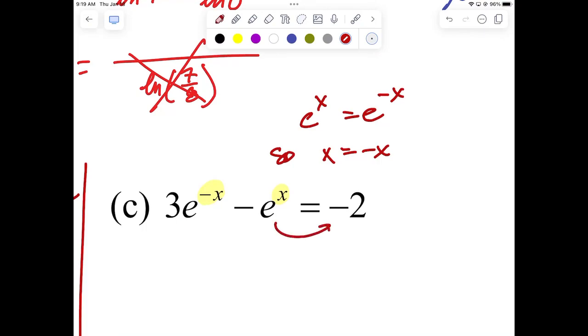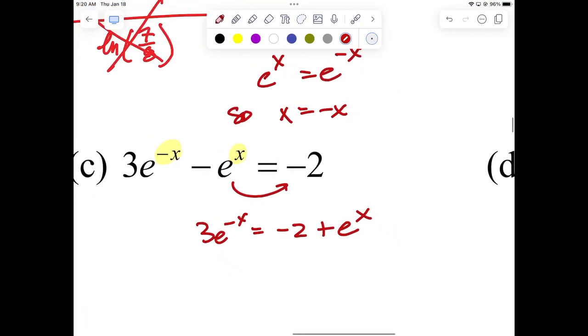If I bring this across, I get 3e to the negative x equals negative 2 plus e to the x. Can I get the bases the same? No. You know who's ruining it? The negative 2. I got another term there. If that negative 2 were 0, then I have a factor equals a factor, and that works. But when you have a term, you can't get the bases the same. Stupid negative 2.